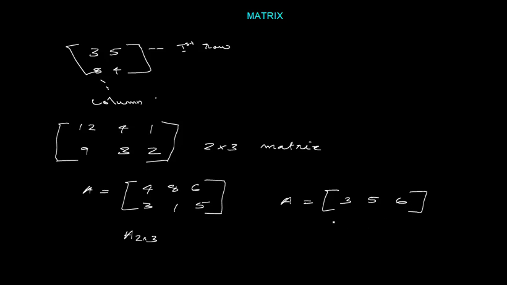Then is it possible to have a column matrix? Yes, we can have a column matrix as well because it has only one column. Consider this example. P is equal to 8 and 7. Only one column in this matrix. So this is an example of a column matrix.